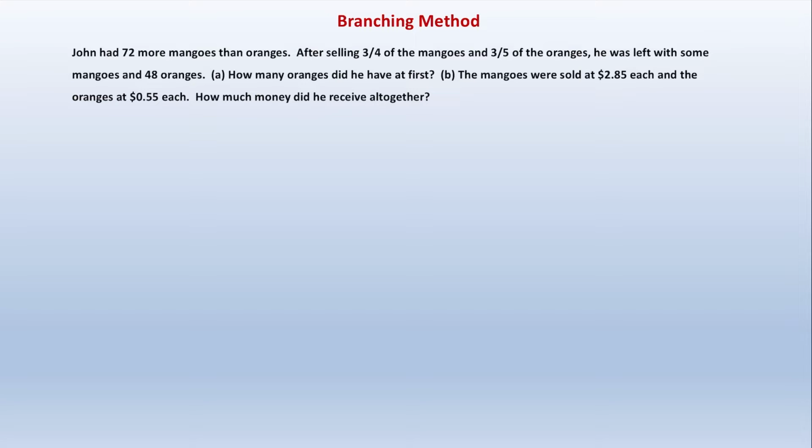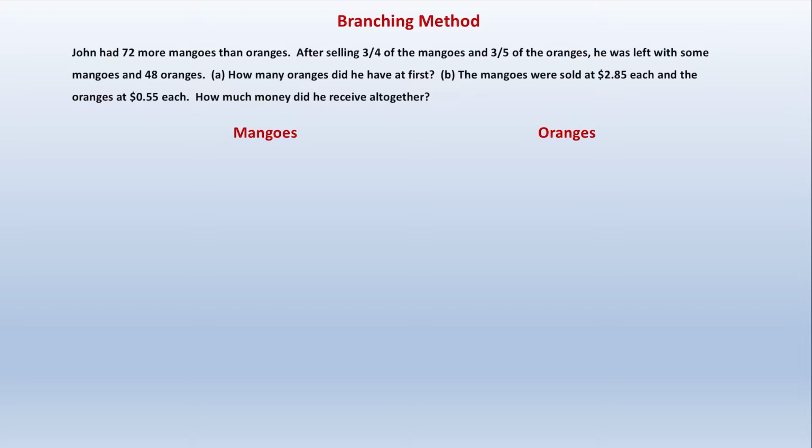And B, the mangoes were sold at $2.85 each and the oranges at 55 cents each. How much money did he receive altogether? So under the branching method, we first list all the quantities mentioned in the question. So in this question, we have mangoes and we have oranges.